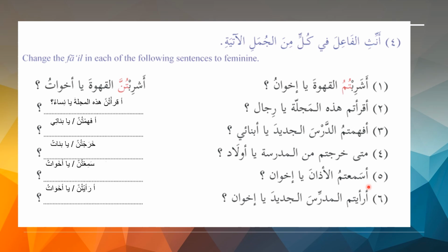أسمعتم الأذان يا إخوان، أسمعتن الأذان يا أخواتي or أخوات. أرأيتم المدرسة الجديدة يا إخوان، أرأيتن المدرسة الجديدة يا أخوات. So it's simple. You just need to keep in mind that if you're changing the pronoun, you need to change the related things also.